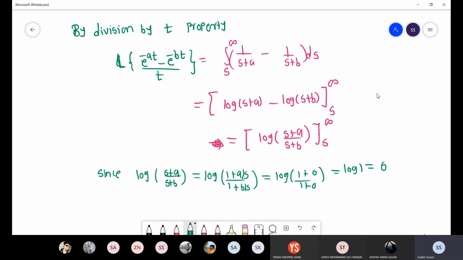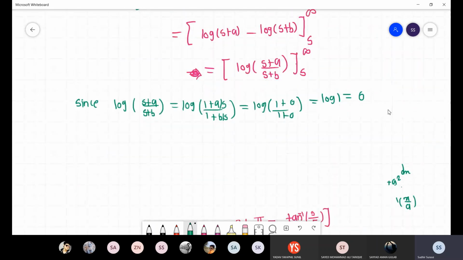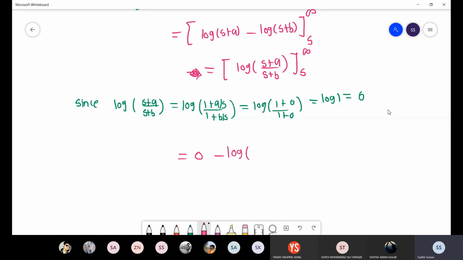And that's the reason why we are getting log infinity. In this case it is 0. So we have the upper limit value of this function equal to 0, and the lower limit is minus log of (s plus a) divided by (s plus b). So this is the same as log of (s plus b) divided by (s plus a), because of the property of logarithm: we can swap the denominator and numerator, and we can take this minus inside.